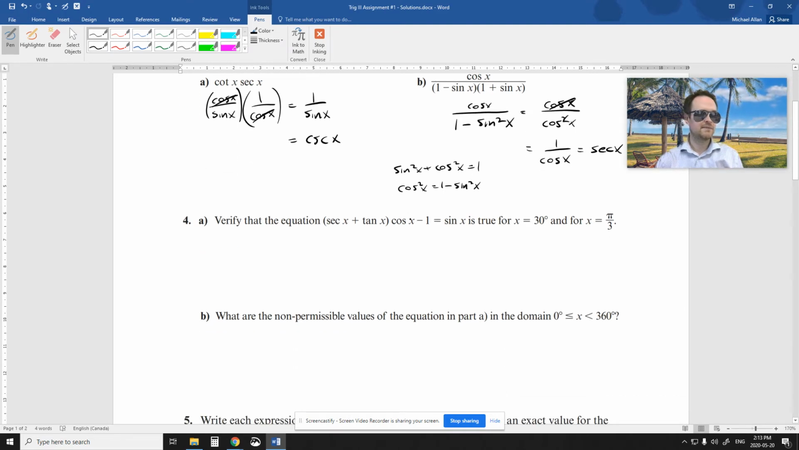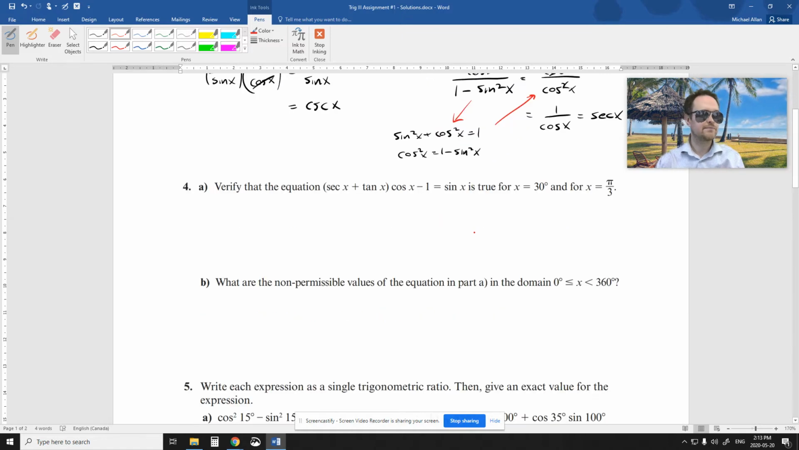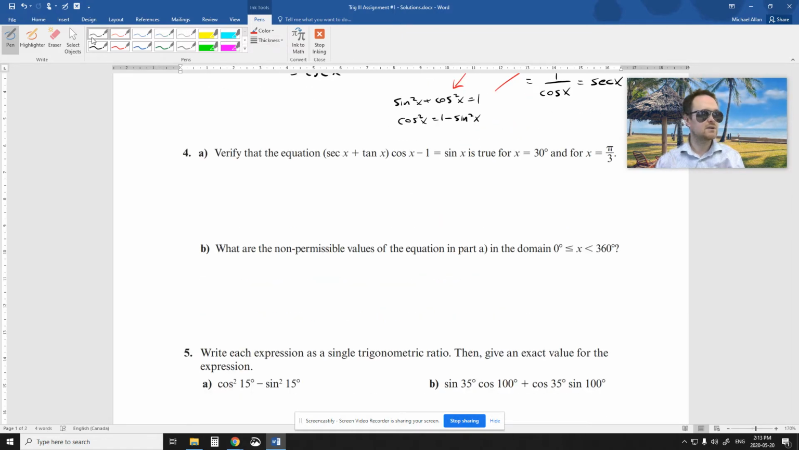Let's just put a little arrow here, showing what I did. There you go. We're going to verify this one here. Let's verify these identities, see if they're true. We're going to verify them for both 30 and 60 degrees. Remember that pi over 3 is the same as 60 degrees, so I don't have to leave it as pi over 3. I can just put 60 degrees in there.